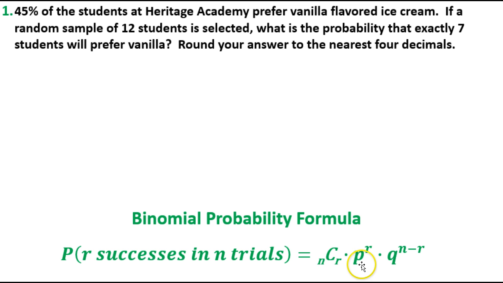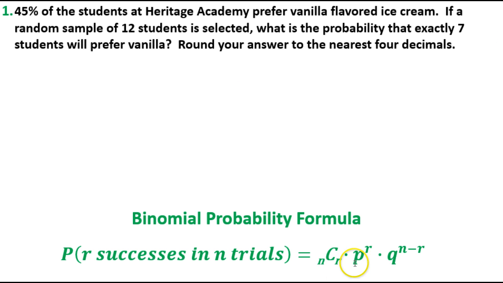P, we've got to identify what P is. P is the probability of success. And so the probability is that 7 of the students are going to prefer vanilla ice cream. Q is the probability of failure. In other words, the probability that we will not get exactly 7 students to prefer vanilla ice cream. N is the number of students that we are choosing. In this case, that is 12. And R is the number of successes. In this case, we'll have 7.